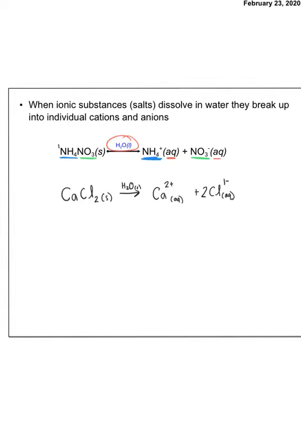Whereas this guy, we just had 1 of the cation, the ammonium polyatomic, and 1 of the anion, the nitrate polyatomic. In this case, it's breaking down into 3 different things: a calcium ion, a chloride ion, and another chloride ion. And so in an equation, we write it with a big 2 in front.